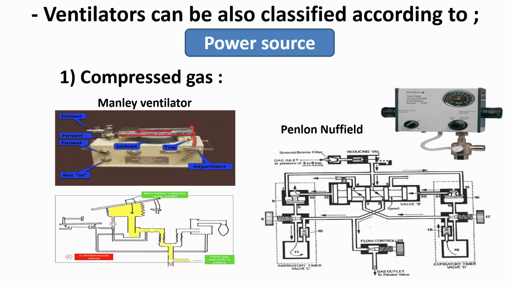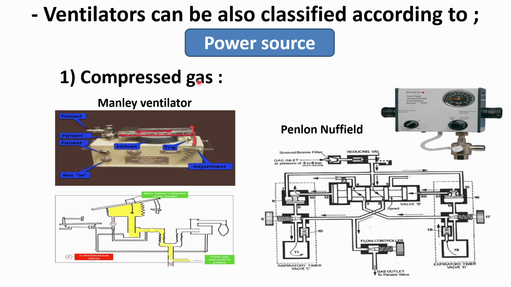Okay, so we have here a very common question: enumerate ventilator classification, or how can you classify the ventilator? We have different classifications, around 4 or 5 classifications. We'll start with the first classification, which depends on the power source. We have 3 types of power source: the compressed gas, electricity, and mixed compressed gas and electricity.